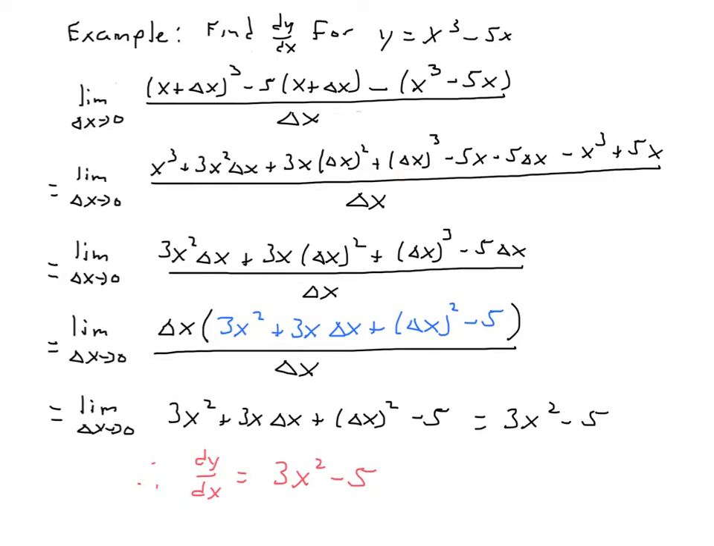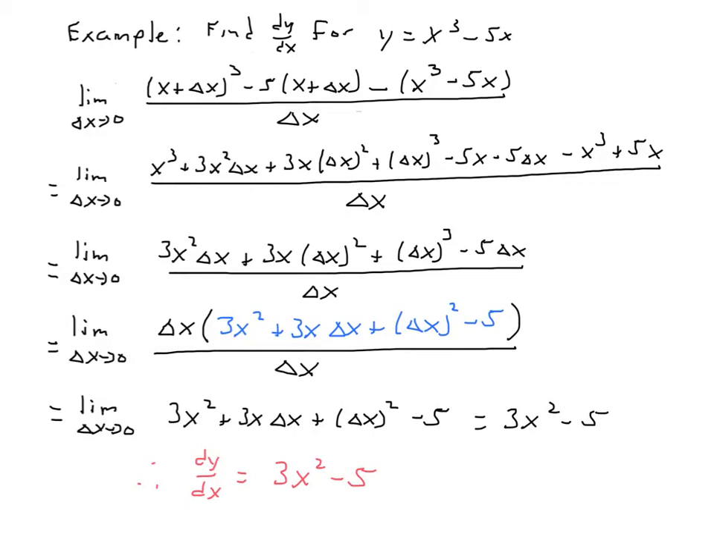Now I do have to distribute the negative 5, so that will give me the minus 5x minus 5 delta x minus f of x. Now remember again, this minus sign has to be distributed to everything inside, so I get minus x cubed plus 5x all over delta x. So pause the video right now, make sure you have this copied down to this point.